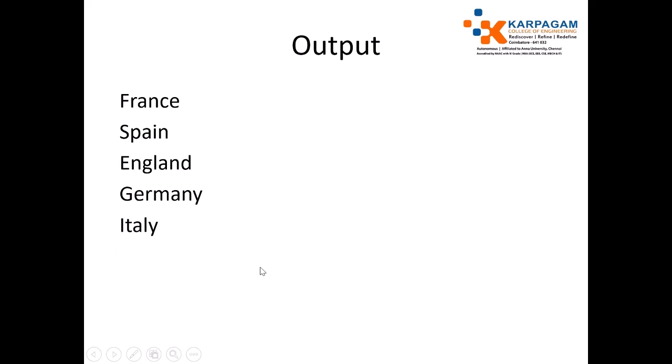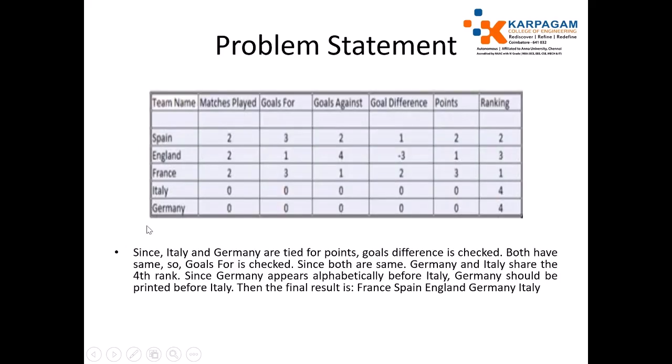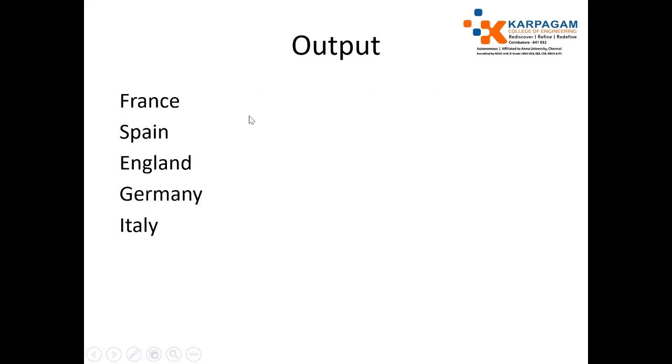The output should be France, Spain, England, Germany, Italy. The points table is there. First ranking is based on the points earned by the country. The most points earned by a country is France, so ranking 1, and the second one is Spain. Third one is England. Fourth one, in alphabetic order, Germany comes first, and fifth one is Italy. This is the output. Okay, we need to sort in descending order of points.